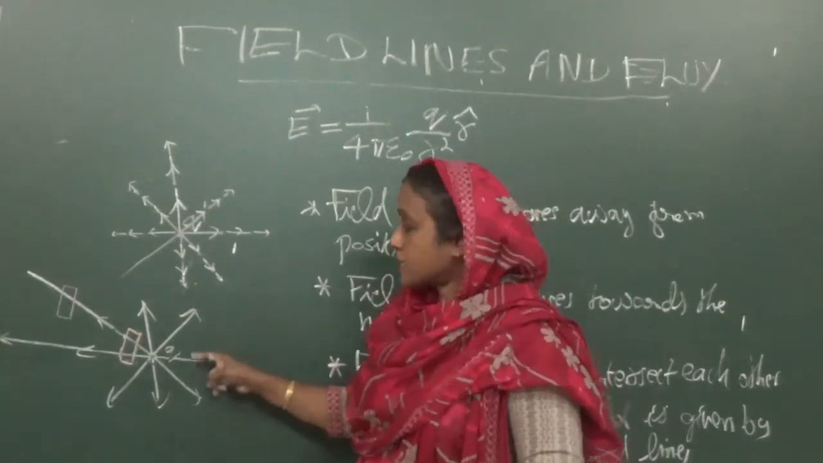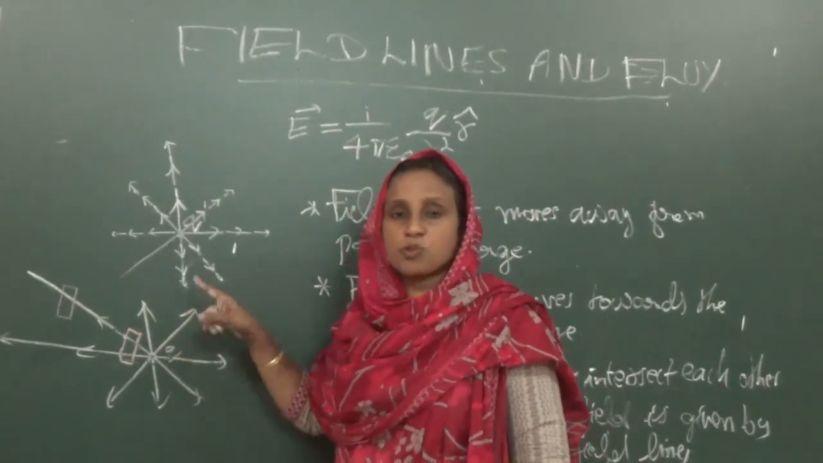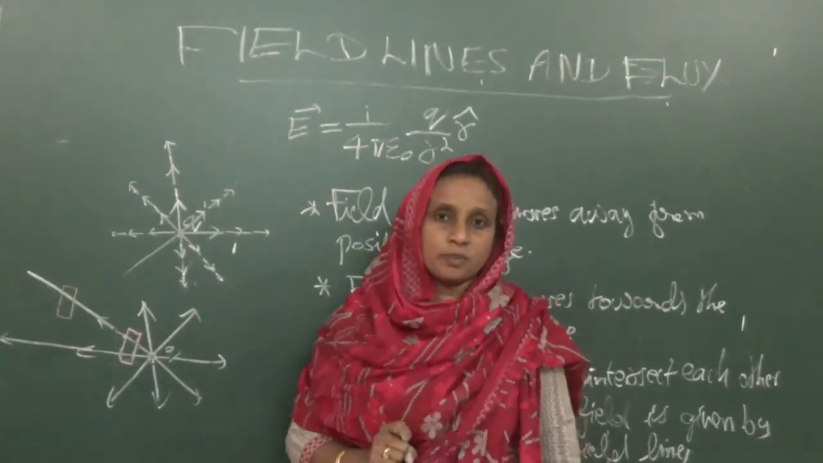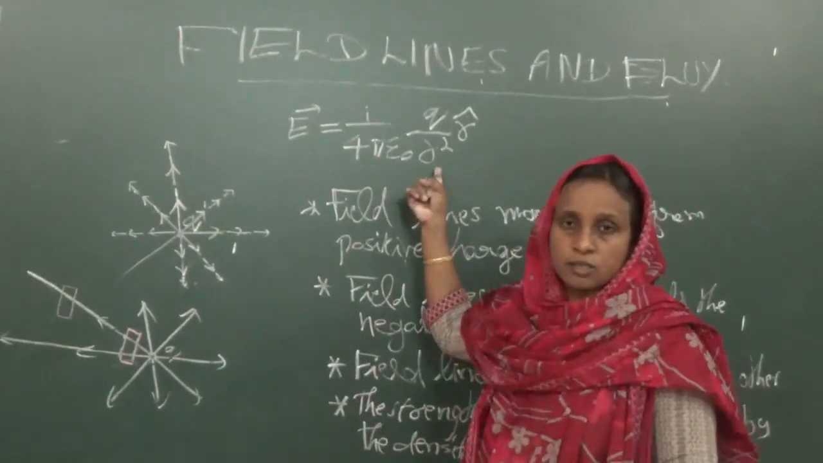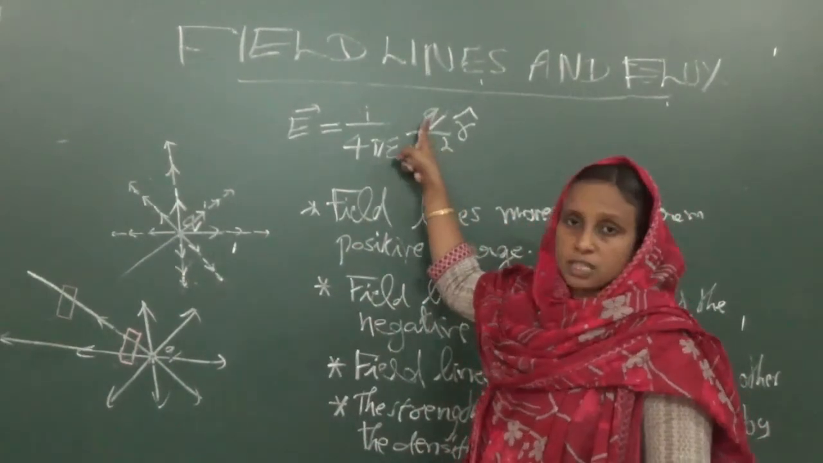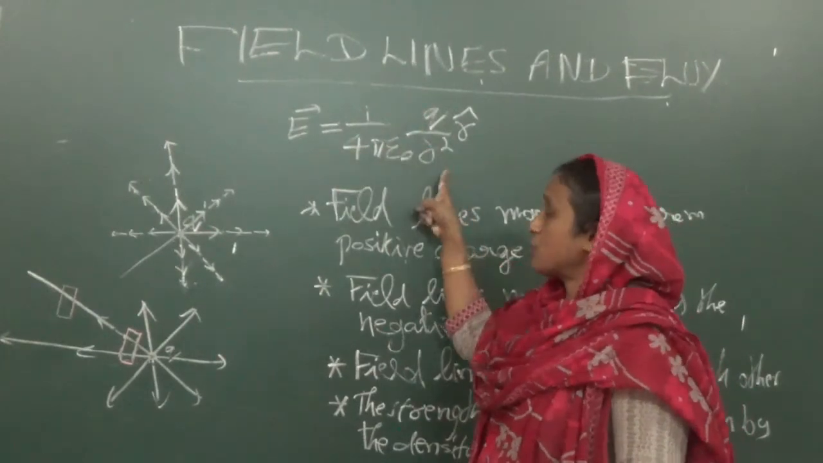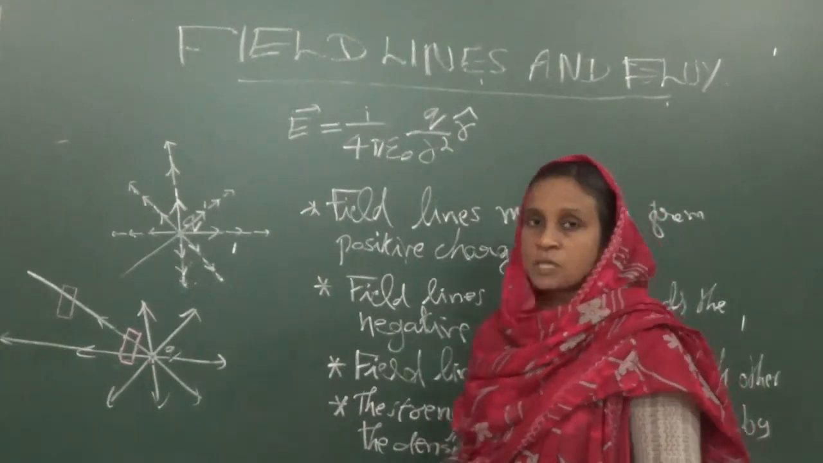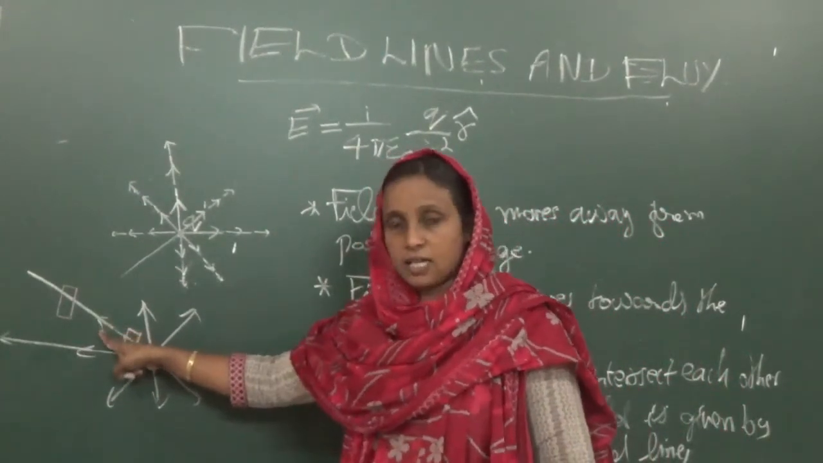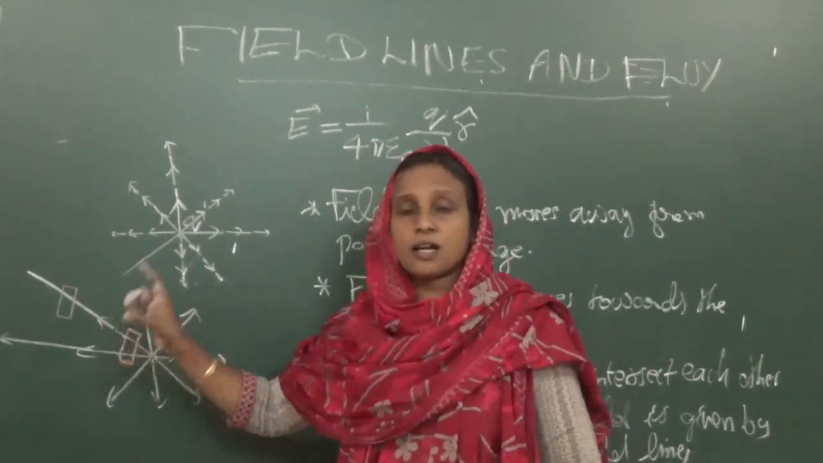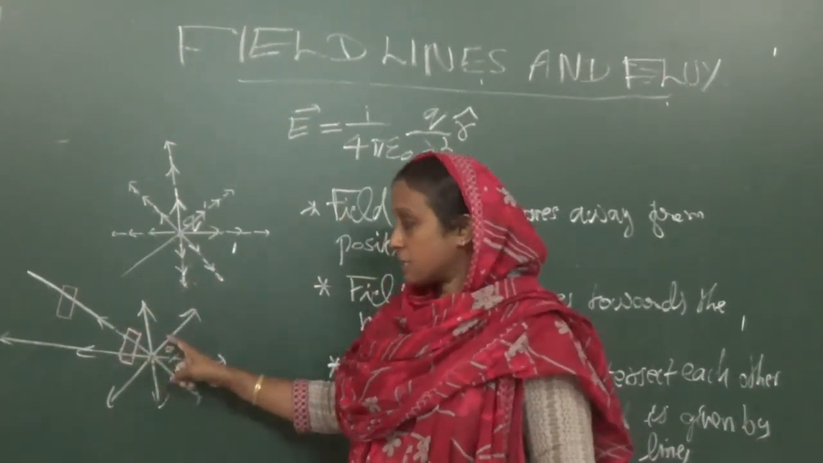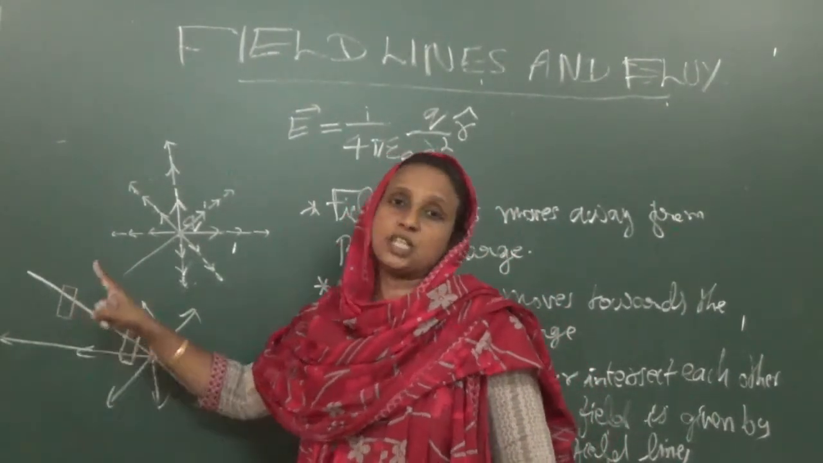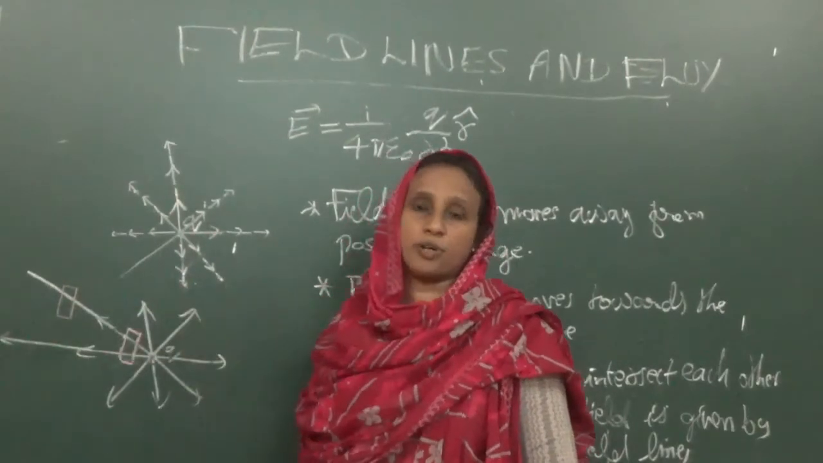Okay, that means as the field lines move away from the point charge, the electric field intensity gets reduced. Right? This is the equation. So, as we move away from the charge Q, the electric field gets reduced by 1 by r square. That means, if we move away from this point charge, for a particular area, you can see that the number of field lines passing through the area gets reduced as it moves away from the point charge.